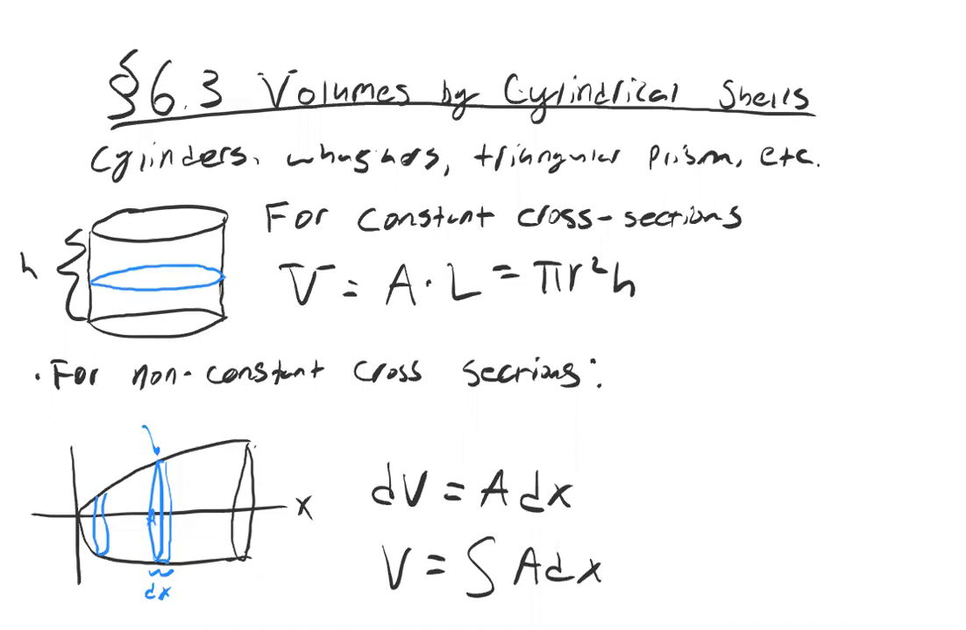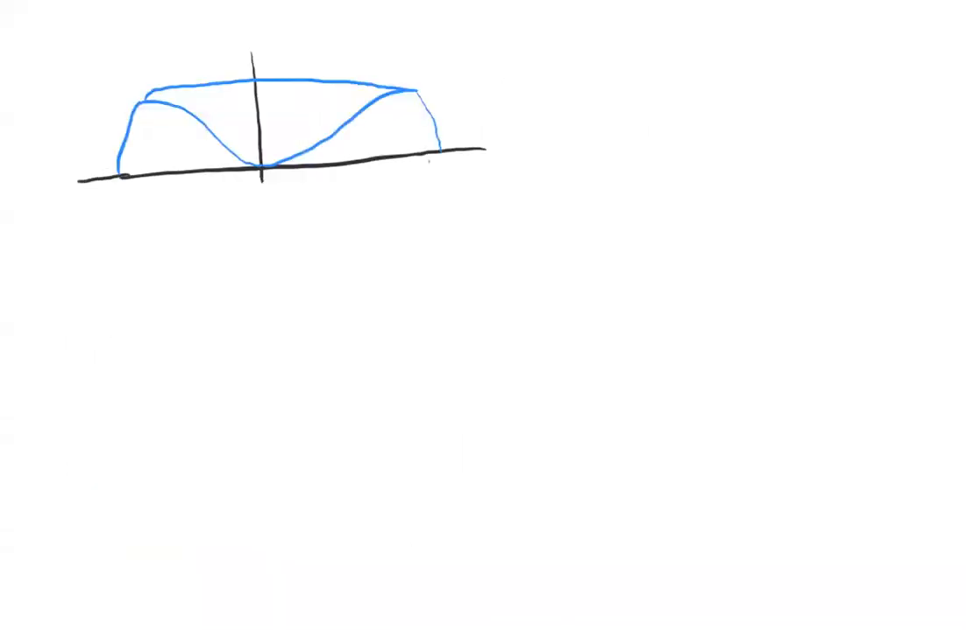But the point is, there might be some shapes where we can't use the shapes we've already talked about here, cylinders, washers, which I've misspelled. And so we're going to talk about a new one. We're going to talk about volumes by cylindrical shells. So here I have something that would be a little difficult to use cylinders or washers for. It gets a little weird.